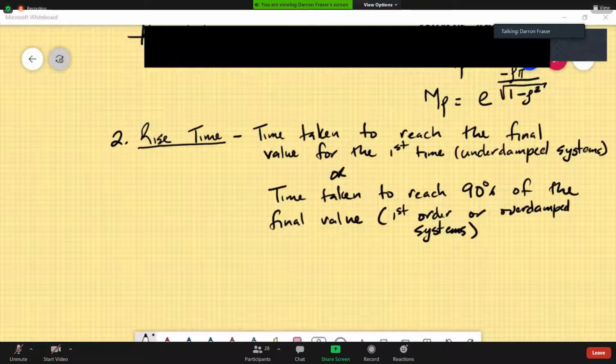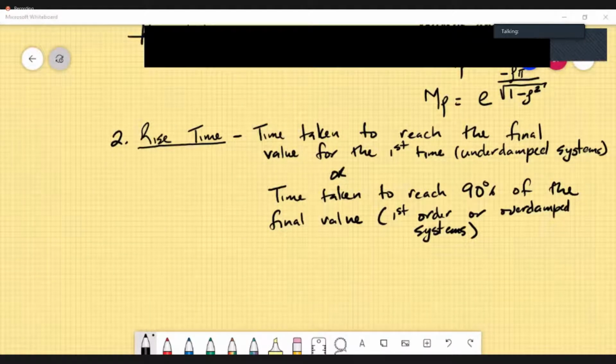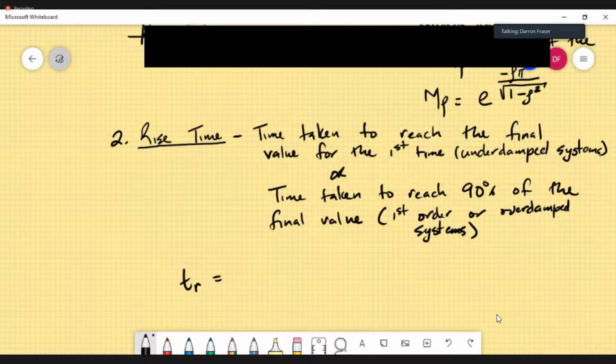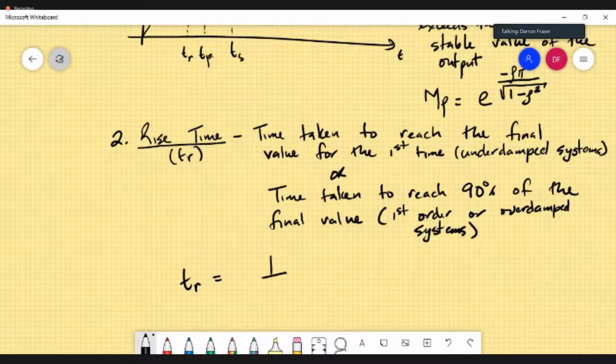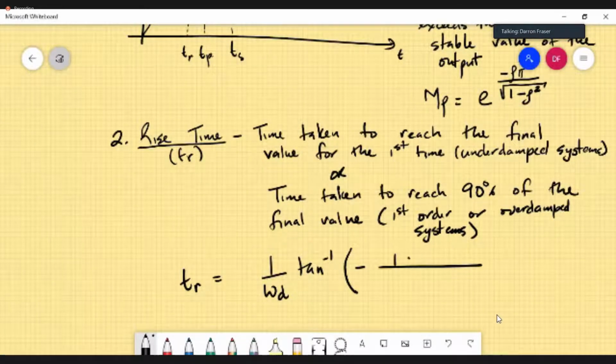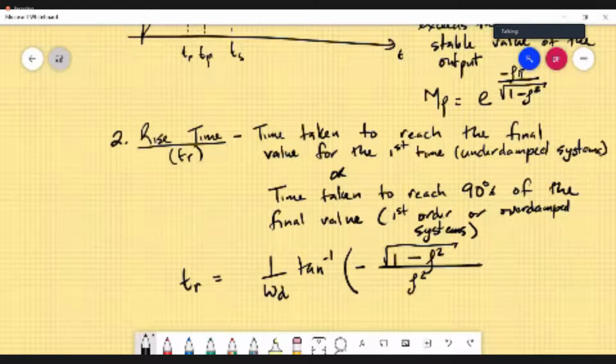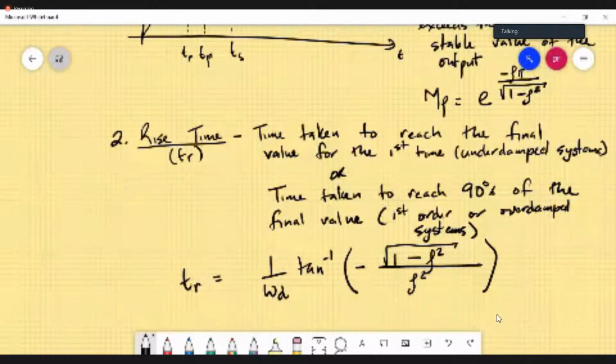All right, so the formula for rise time is TR. That's the rise time, so I should put TR up here. T subscript R is 1 over omega d tan inverse of minus the square root of 1 minus the damping ratio squared, over the damping ratio. And omega d is the damped frequency.